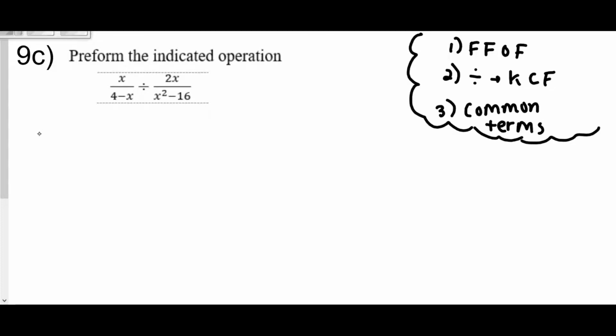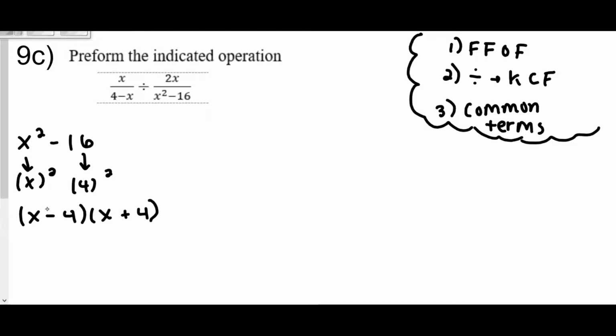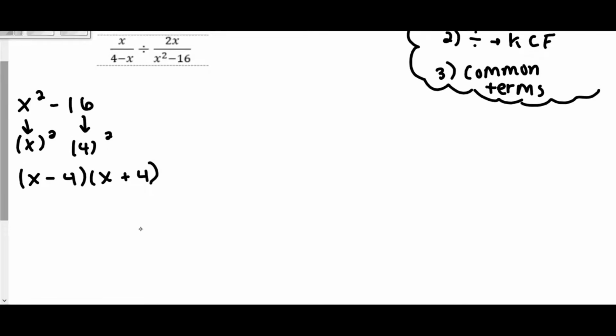Now the only thing I can see I can factor is x squared minus 16. X squared is a perfect square. 16 is a perfect square, and we have a difference, so I'm going to use difference of two squares. X minus 4 times x plus 4. I'm just going to rewrite my expression now in my factored form. X over 4 minus x divided by 2x over x squared minus 16.